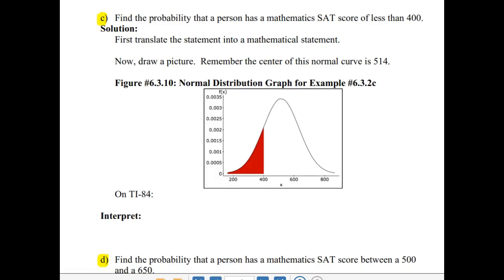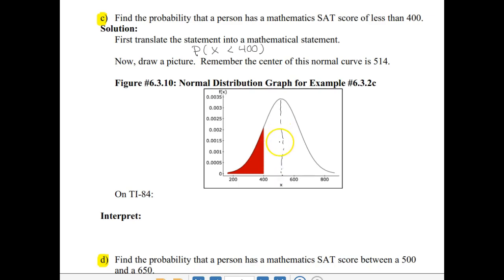So Part C asks us to find the probability that a person has a mathematics SAT score of less than 400. So again, if we translate this into a mathematical statement, we're going to get the probability that x is less than 400, so to the left of 400 on the number line. So again, we're going to start with our picture.